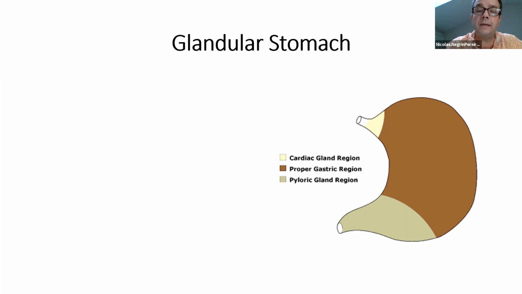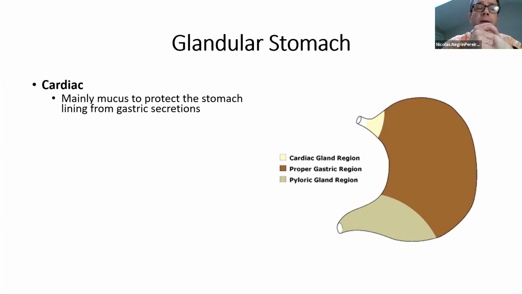The first one is the cardiac gland region, which is mainly in charge of secreting mucus, followed by the proper or fundic gastric region, and finally the pyloric region, which will end up connecting with the duodenum, or the small intestine. So the cardiac region is mainly where mucus is secreted, and the main role of this mucus is to protect the stomach lining from the much more acidic gastric secretions we will see in the fundic region.